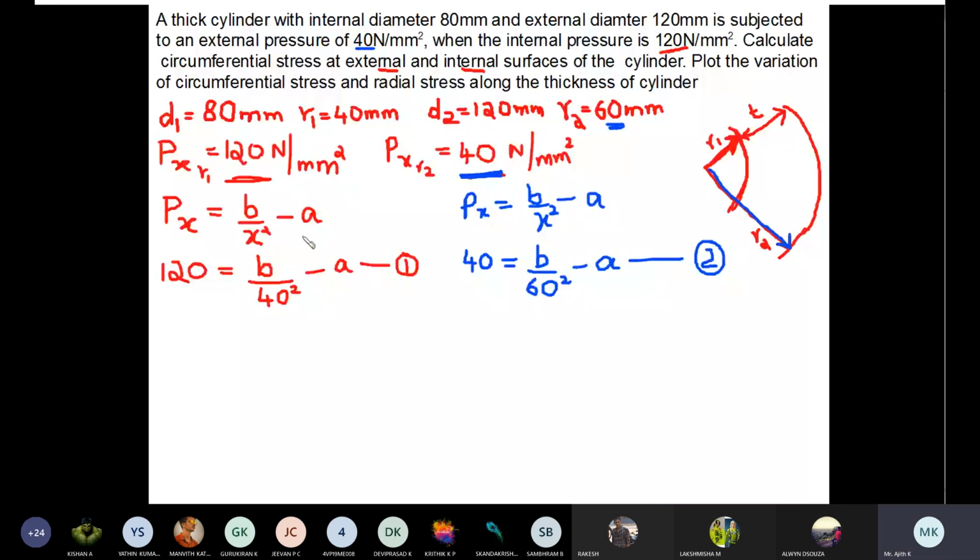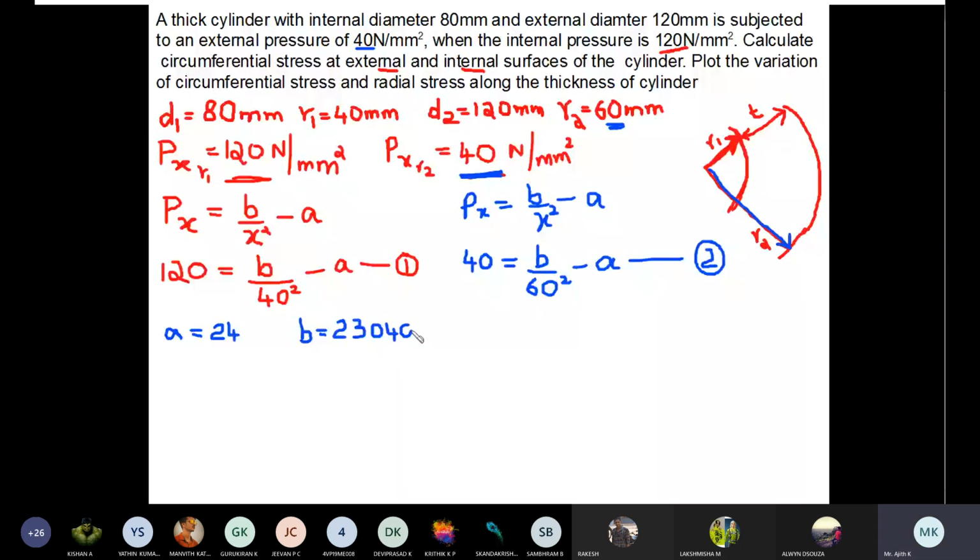Solve it on your calculator. When you solve these two equations, you will get the value of a as 24. You can note down the answer. The value of b, as I told you during the previous problem, will usually be a 5 or 6 digit number. So you will get this much as the b value.